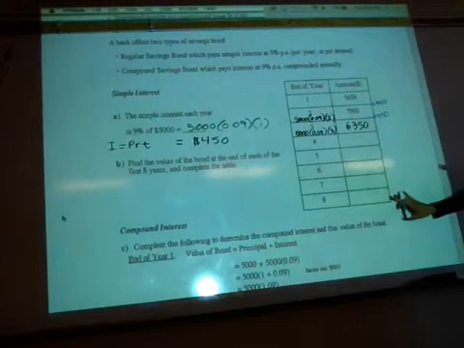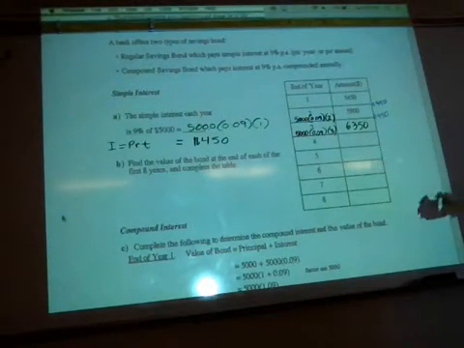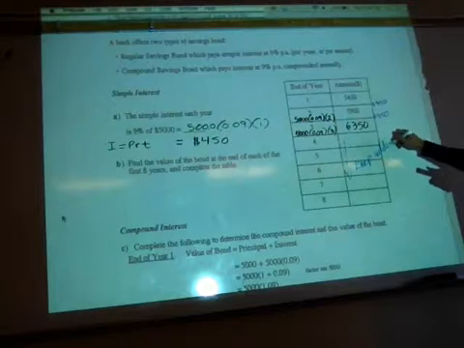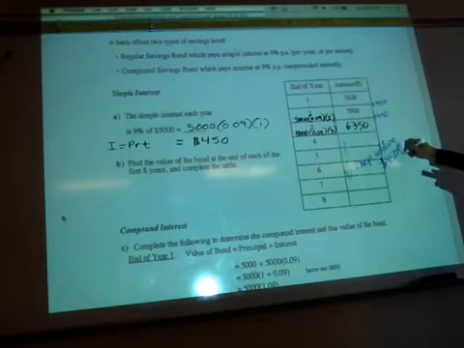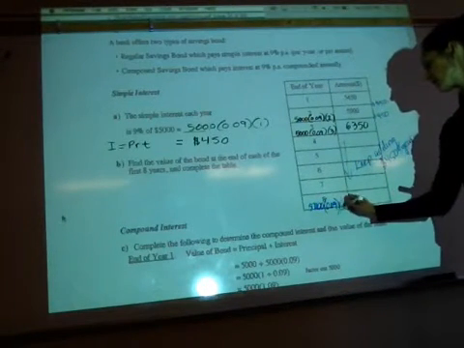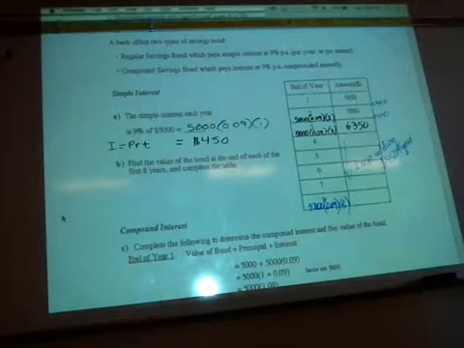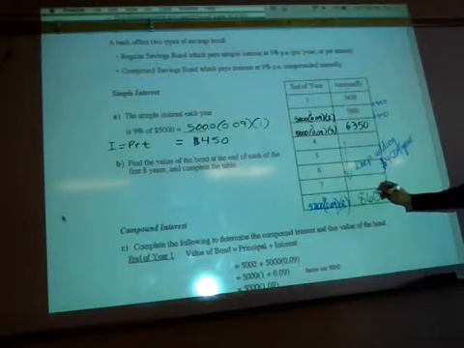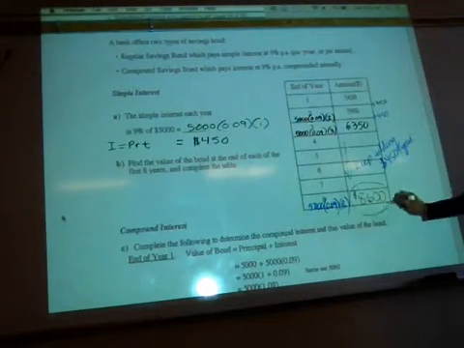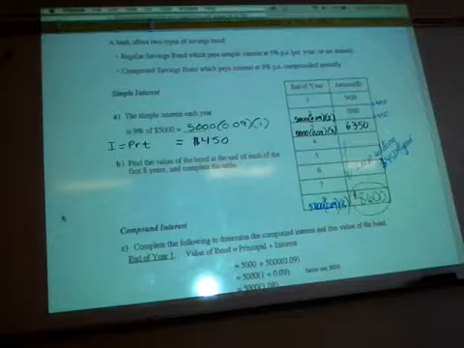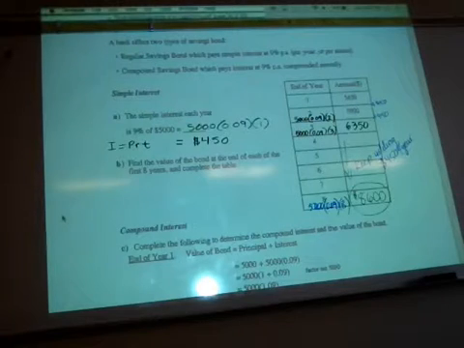Okay, so if we kept adding $450 to the 8th year, we would get our total. So keep adding $450 each year. Or we could go 5,000 times 0.09 times 8, and we get the total of his investment after the 8th year. $3,600. It's not bad. Gained $3,600. Happy with that? Okay, we'll see if Nolan's going to be happier.